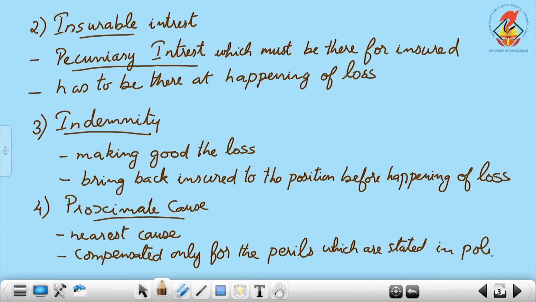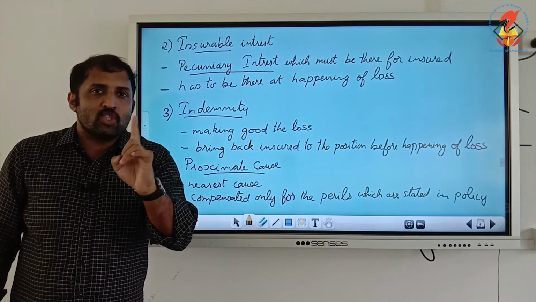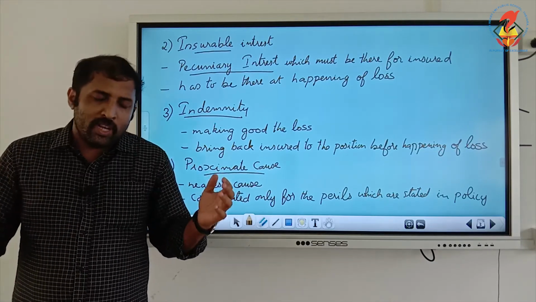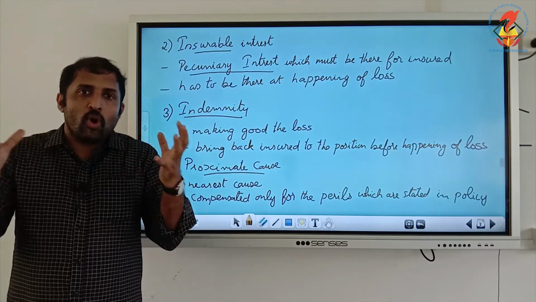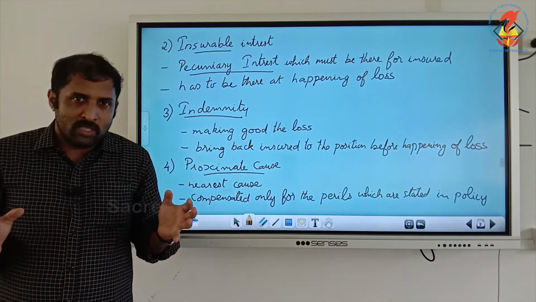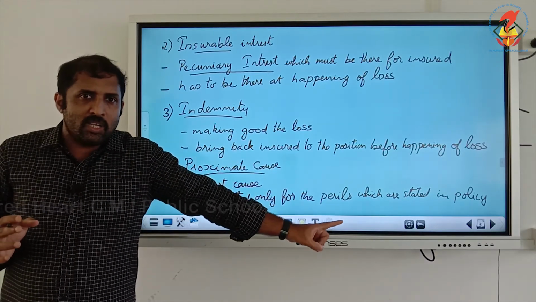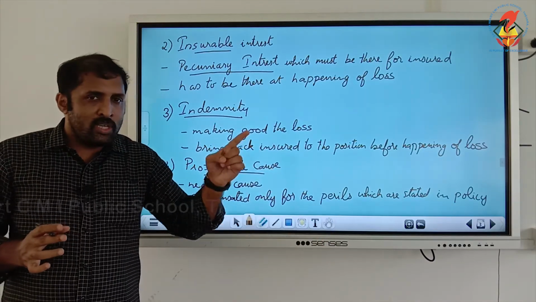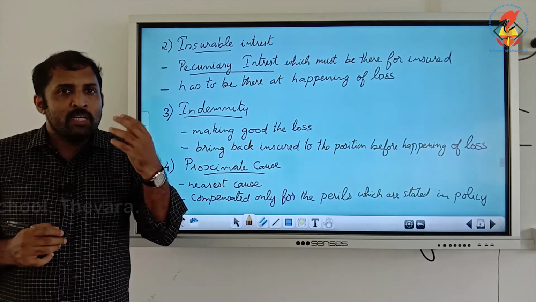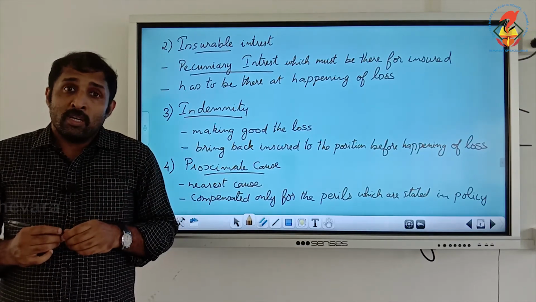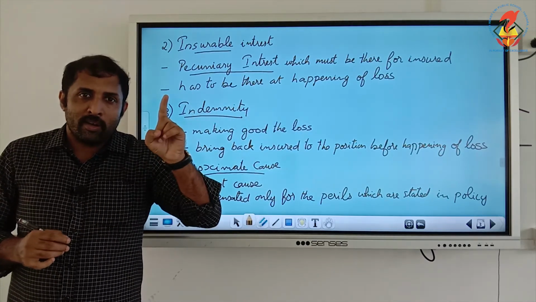And because of this, the nearest cause is to be considered. For example, if an insurance is taken and there are two causes for the happening of a loss, the most important cause, if it is stated in the policy, needs to be considered. If it is because of fire, or a ship drowned, it has to be considered. The main cause to be considered is fire.